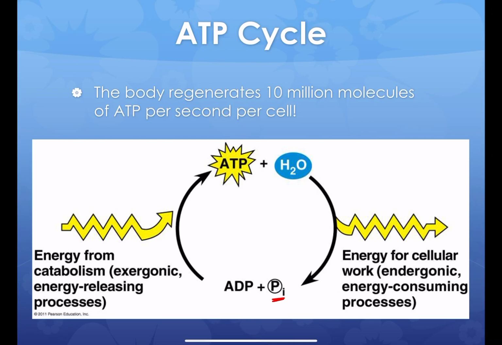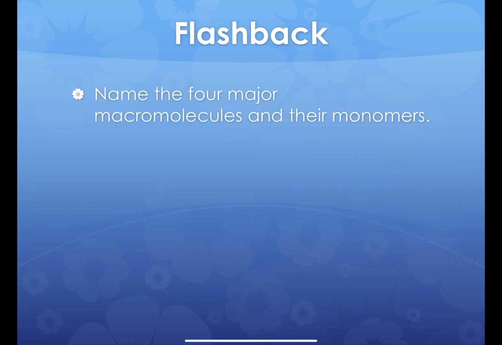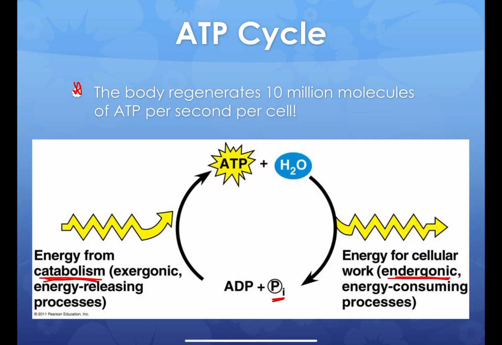If you read here in the statement, the body regenerates 10 million molecules of ATP per second. Okay, we use a lot of ATP. But we have catabolic reactions, the exergonic reactions that release ATP, paired with the endergonic reactions that require ATP, and those cycle themselves. Okay. So I'm going to stop with that for today.